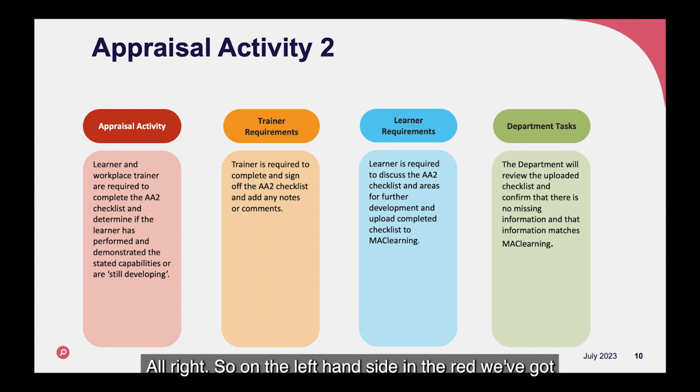All right, so on the left-hand side in the red, we've got the learner and the workplace trainer are required to complete the AA2 checklist and determine if the learner's performed and demonstrated the capabilities or if they're still developing. And that's a key part in this. You can submit your appraisal activity 2 form with some sections being marked as still developing. We know that learners are still learning how to do assessments, and so this is perfectly acceptable for them to be developing in some parts of it.